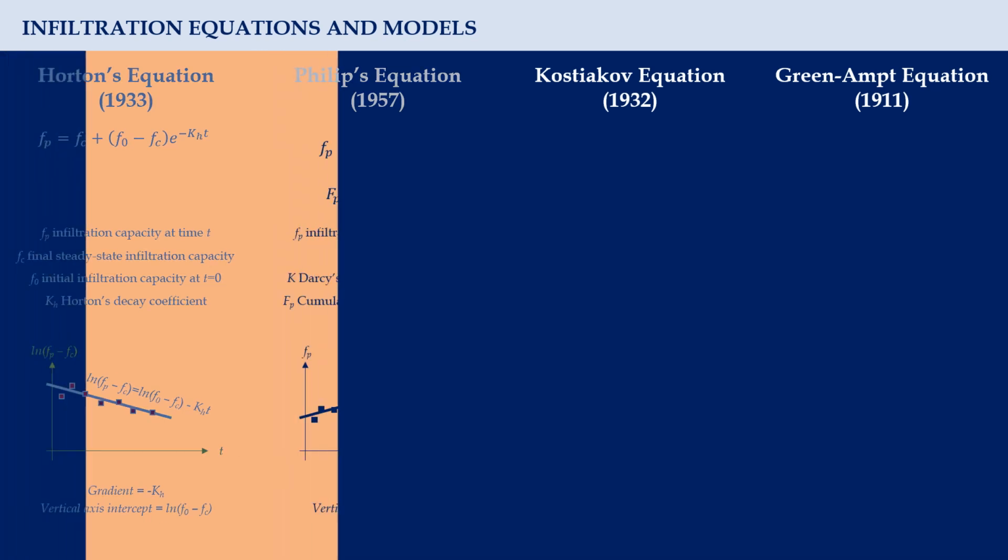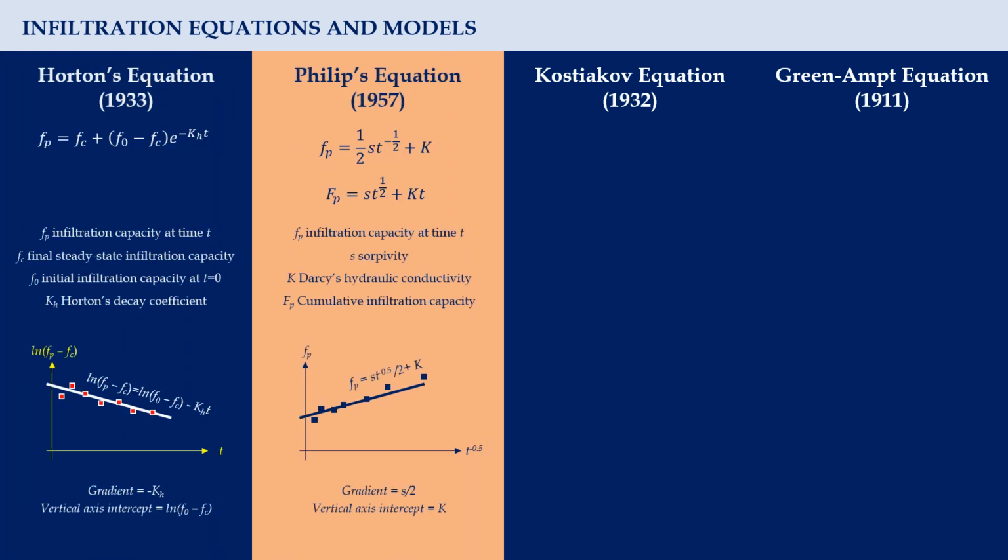Next, we have Phillips' model. The infiltration capacity is a function of sorptivity S and Darcy's hydraulic conductivity K. Again, both parameters are better evaluated by plotting the graph of infiltration capacity against time t to the power of negative 0.5. The gradient and intercept of the best fit line are S/2 and K respectively.